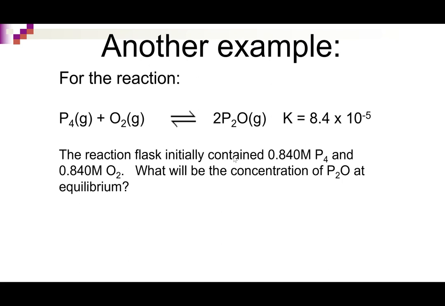All right, so for this reaction, the flask initially contains 0.8 of our P4 and 0.84 of our O2. What will the concentration of the product be at equilibrium? All right, so we're going to set up our ice table. Initial, change, equilibrium. We're going to put in each of our chemicals, so P4, O2, and then our product. And again, we're going to use that little hint where we put that coefficient here so we don't forget it.